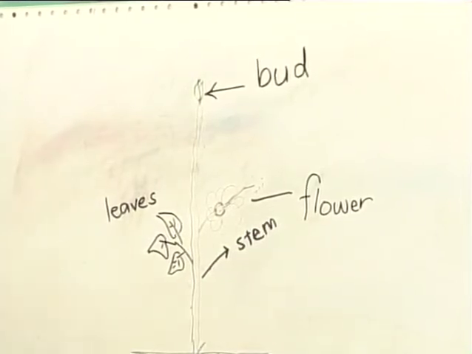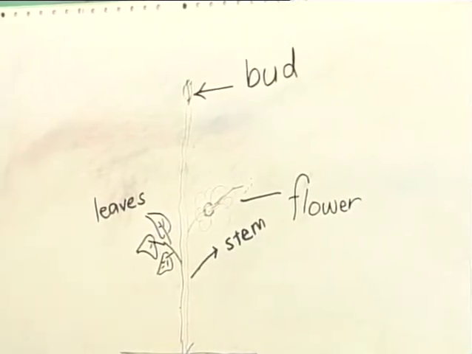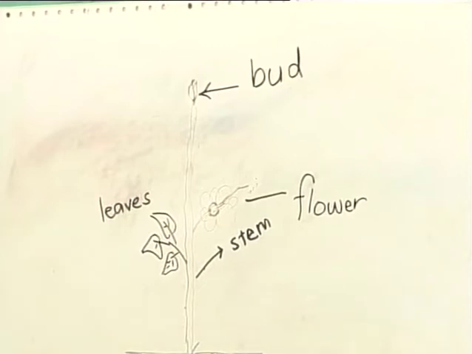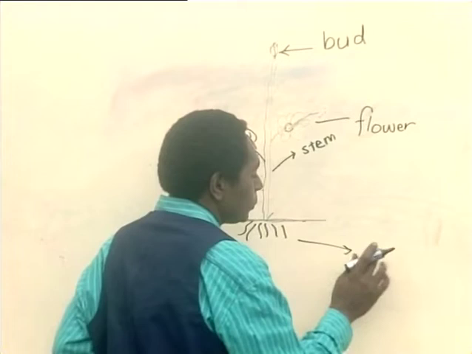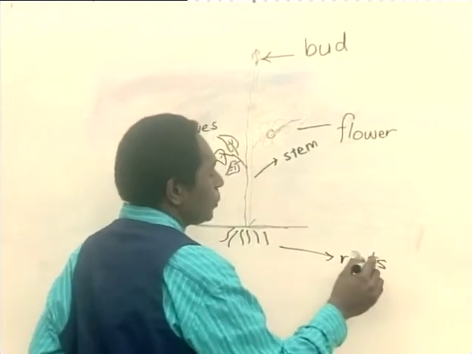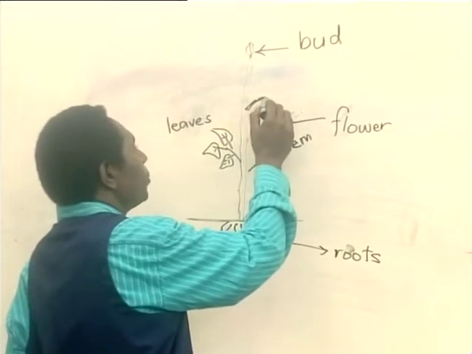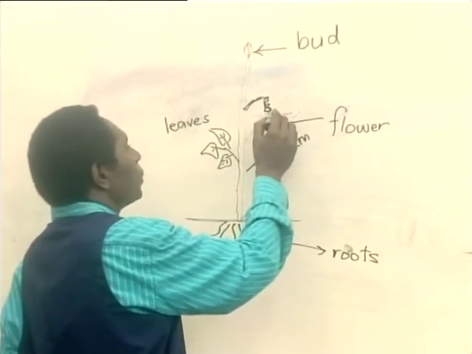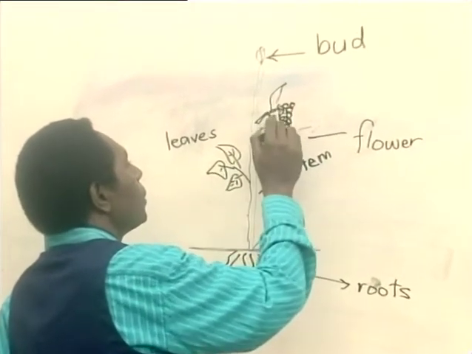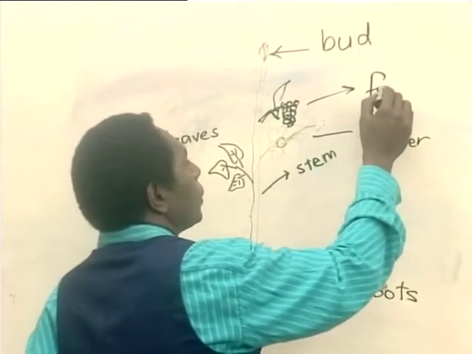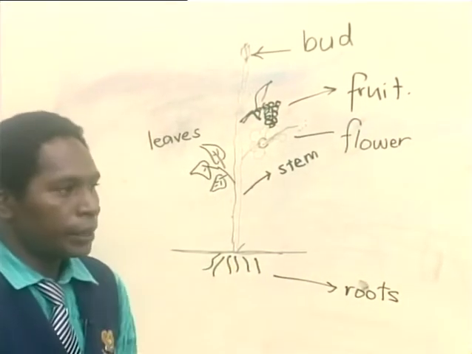We also have, what do we have on this plant? Receiving students? We have the roots there. Good. And we have the, yes, we have the fruit. We also have the fruit there. Fruit. Very good. Okay, we have the fruit there.